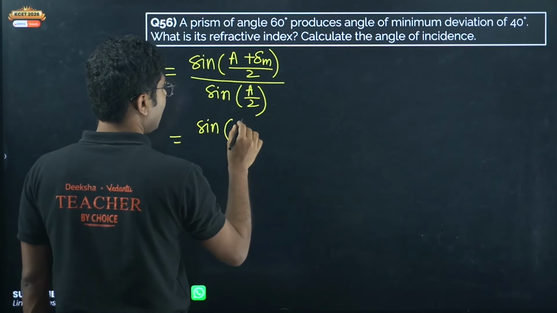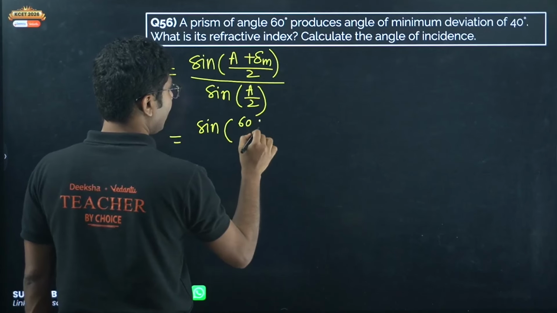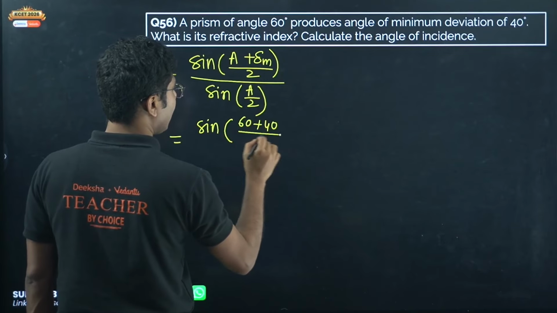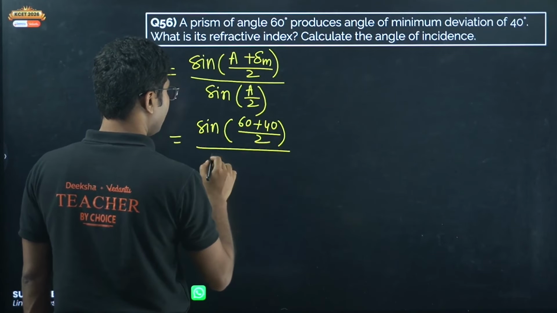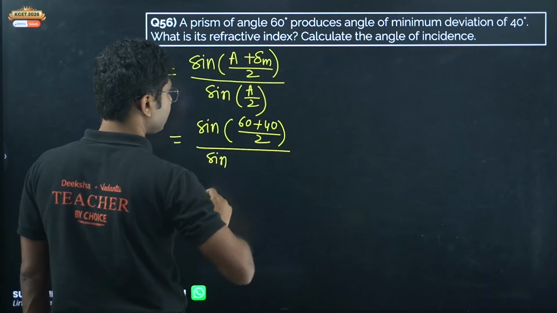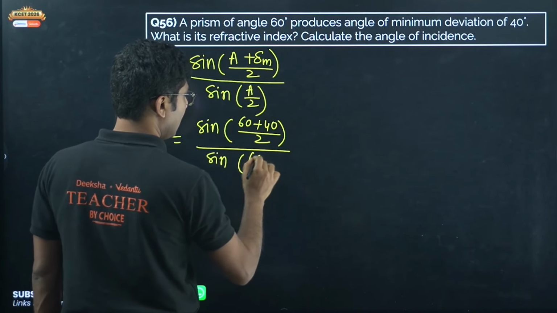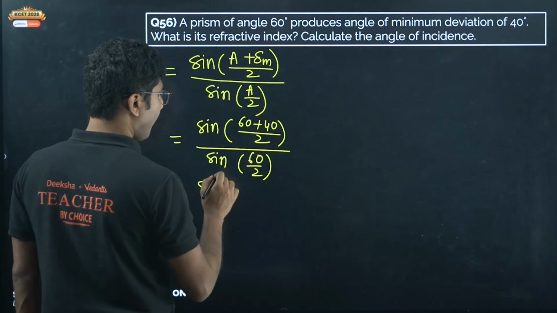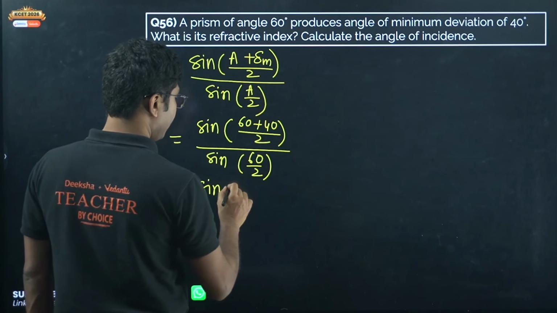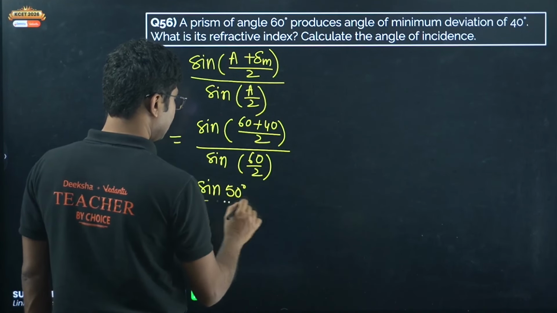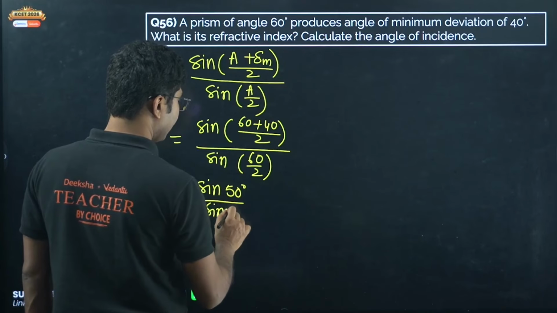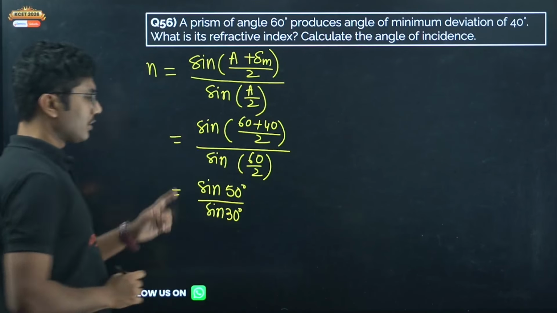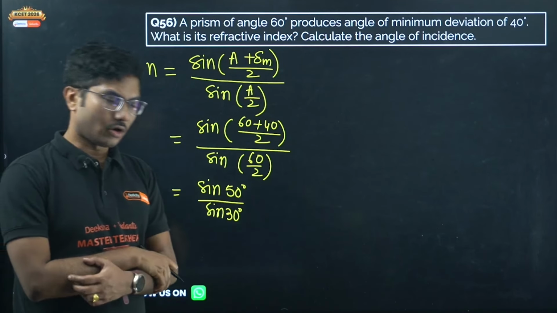So sine of (60 plus 40) divided by 2, divided by sine of 60 by 2, which will be sine 50 degrees divided by sine 30 degrees. Now here it can be a little tricky, because sine 50 degrees is not clearly known.